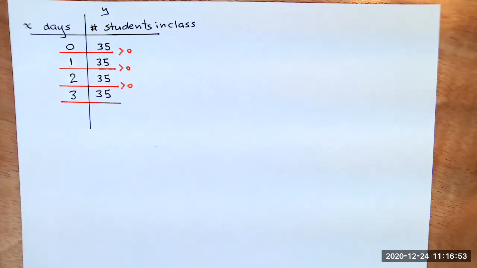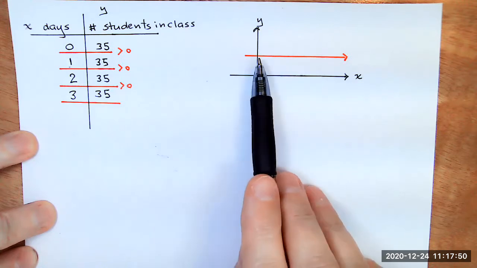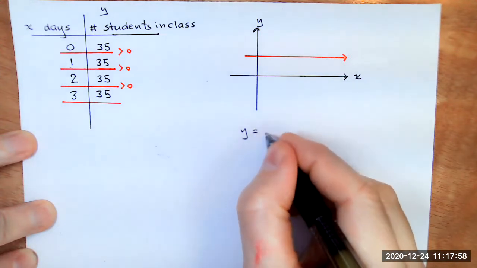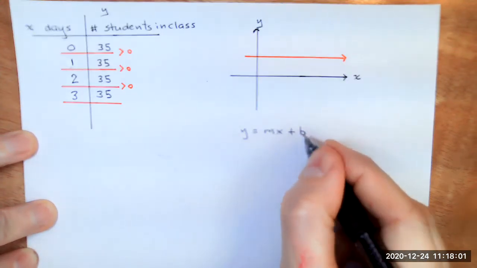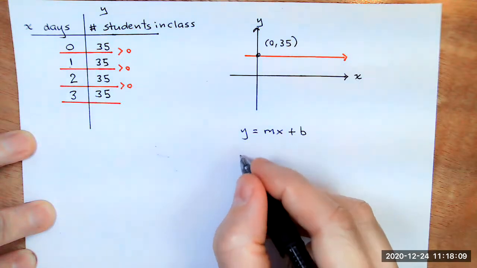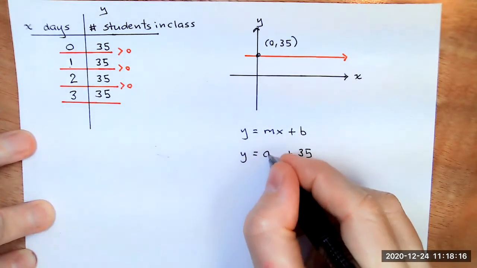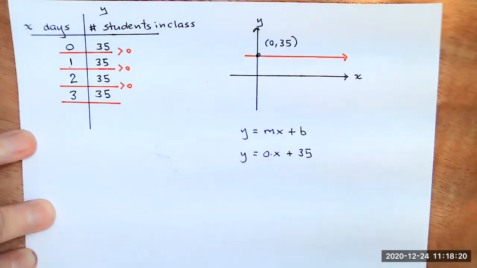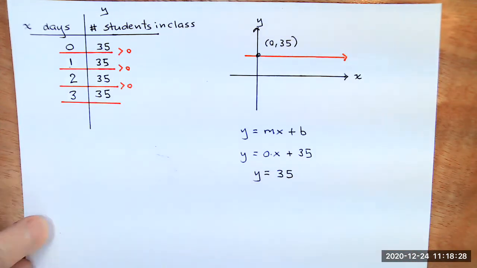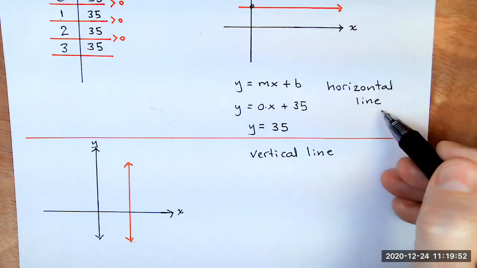What will the graph of this function look like? Well, no matter what value x is, y is going to be 35. What will the equation of this line be? Well, the y-intercept is 0, 35. So b is the y value of the y-intercept. The slope is 0, so that's 0 times x. But 0 times anything is 0, so that's just going to be y equals 35. Let's look at another one. Right, so this function is a horizontal line.